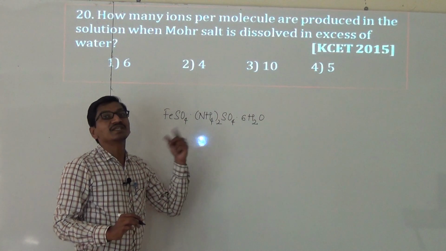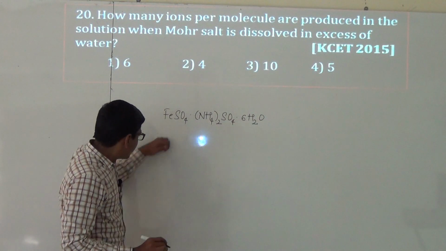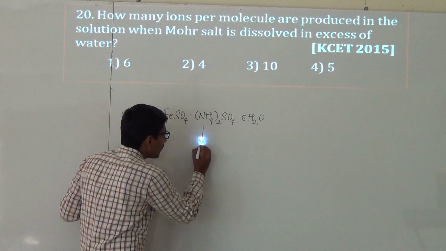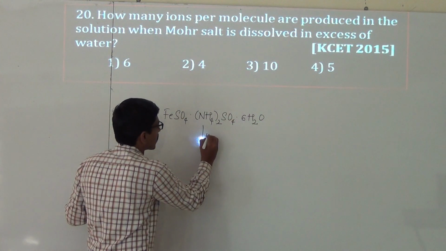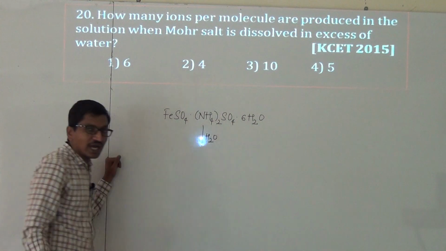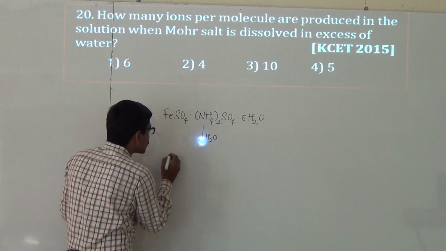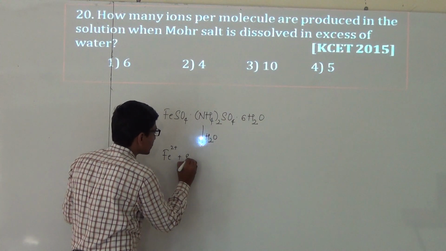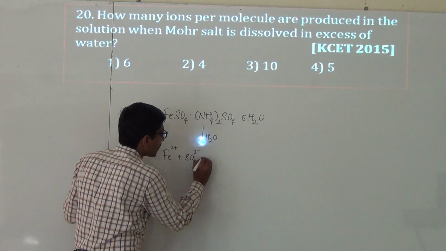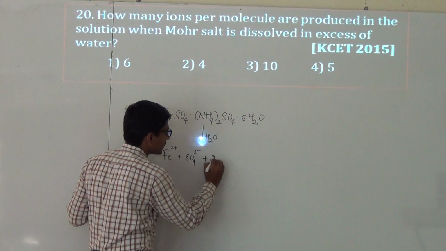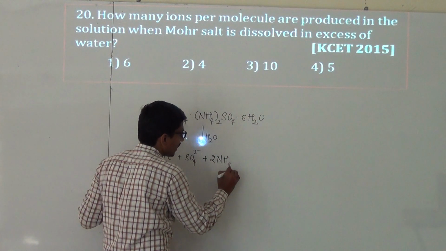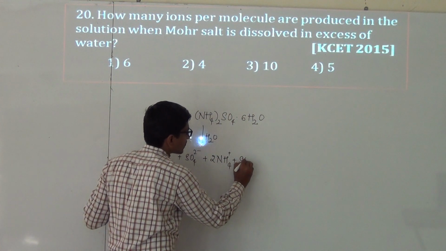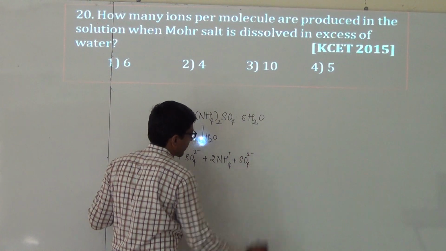This is what we call a double salt. This is dissolving in excess of water. They are asking how many ions are produced when it is put in water. FeSO4 gives Fe2 plus and SO4 2 minus, plus 2NH4 plus and SO4 2 minus.